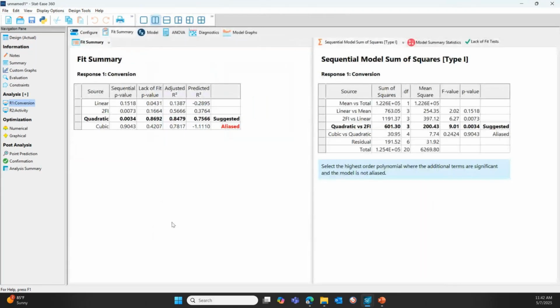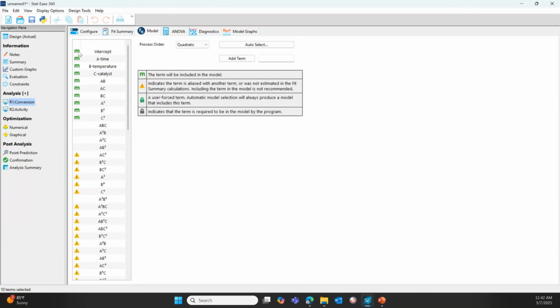We no longer have the half normal plot to detect the factors of significance. Instead, what we're doing is identifying what mathematical model is going to best map to the data. And to make a long story short, we're going to accept the suggested value of a quadratic. So we will come to the model, and we can see that these will be all the terms that will be included. M means they're in the model. So we're going to accept those, and we'll jump now to the ANOVA.